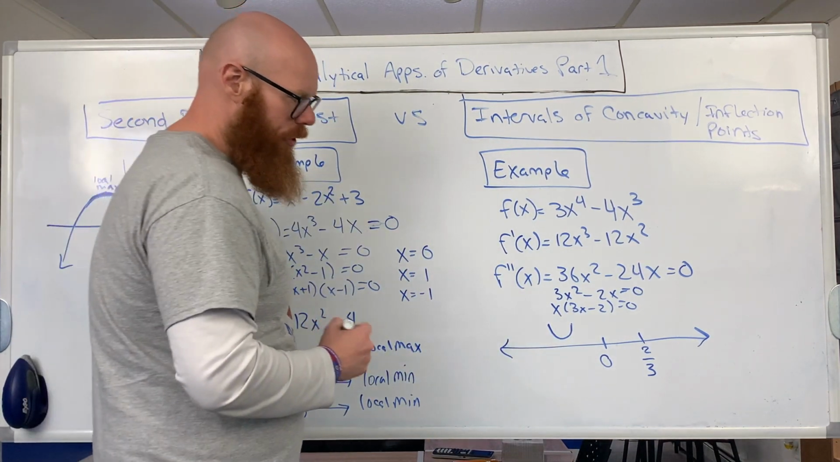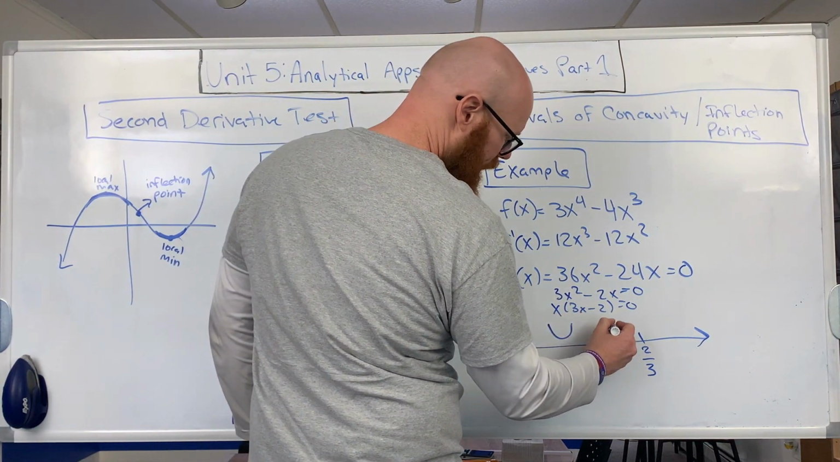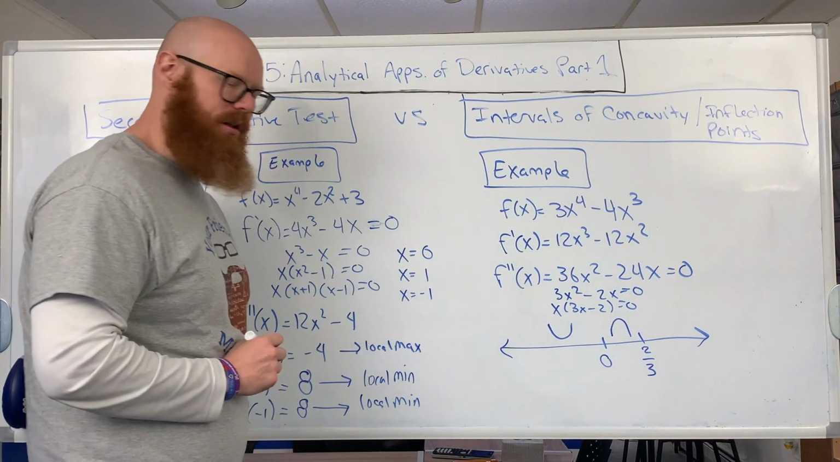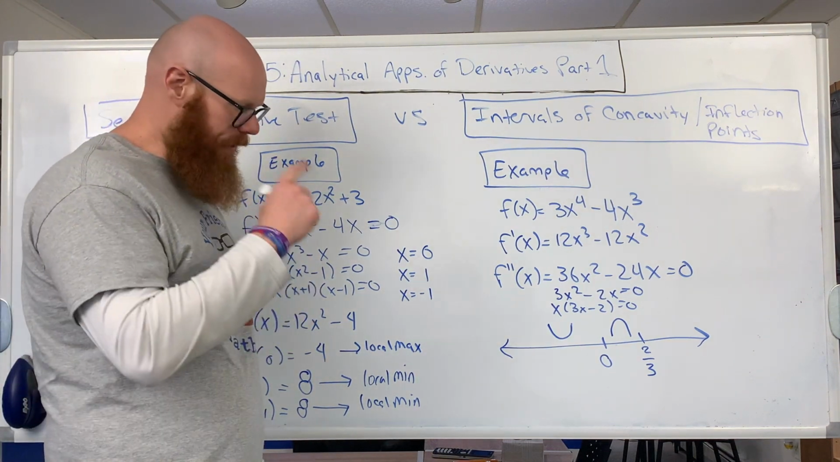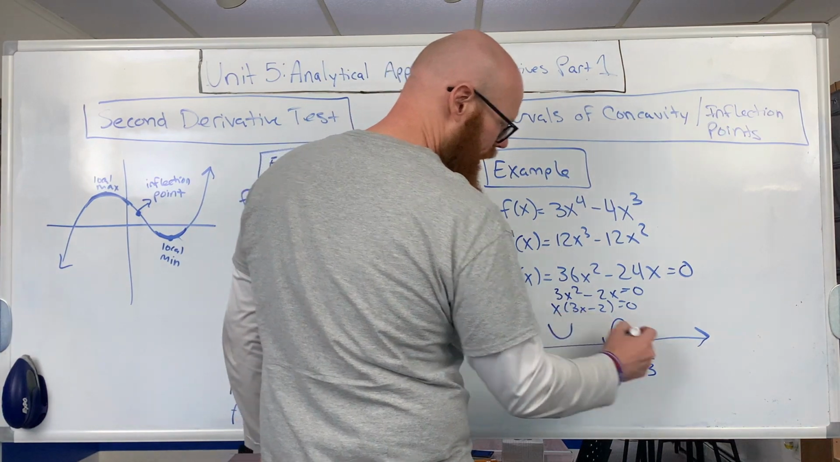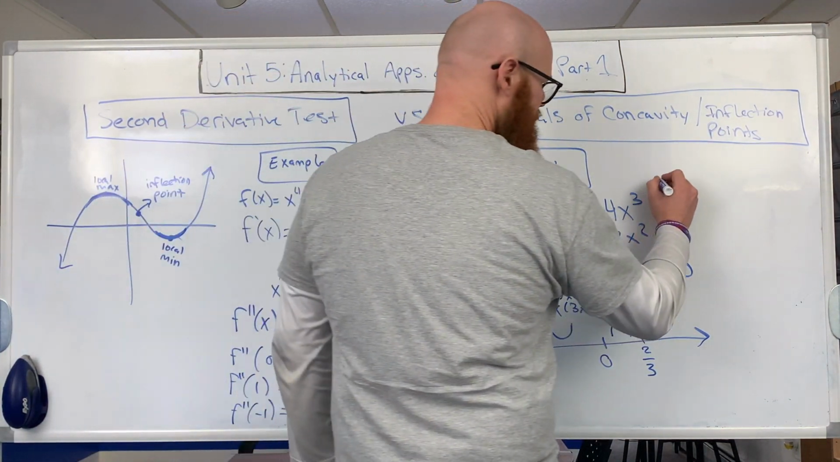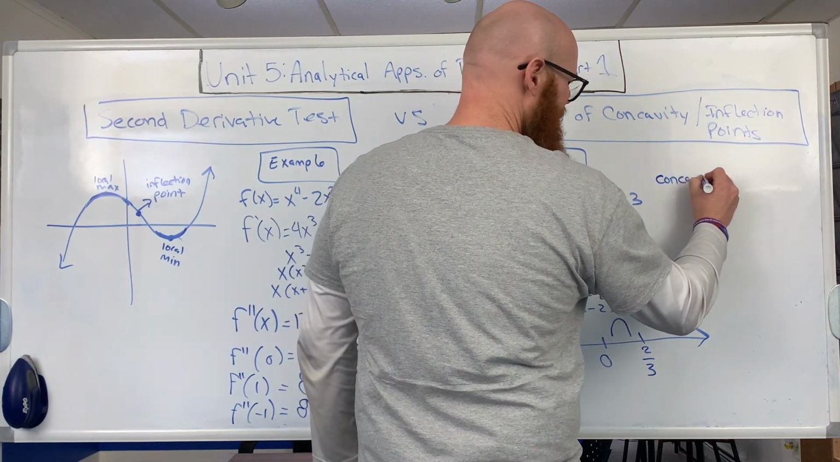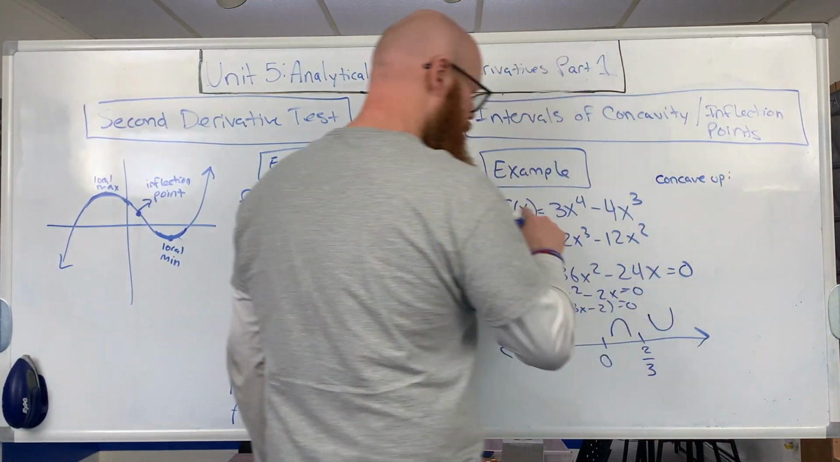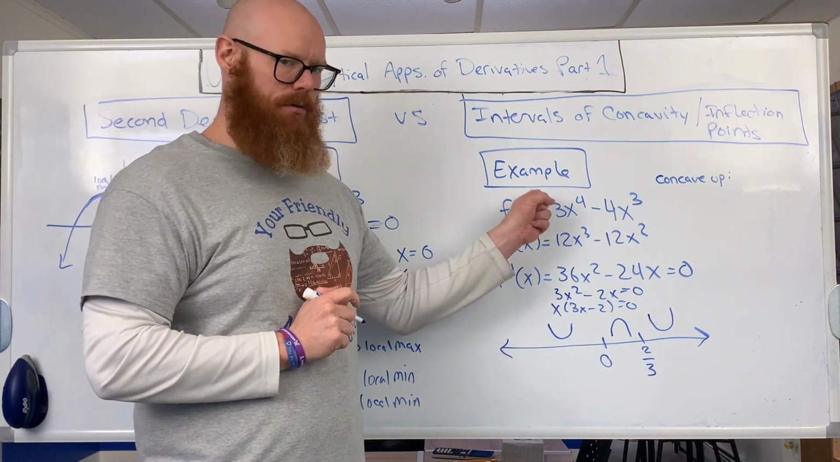From 0 to 2/3, let's say I pick 1/3. That's going to be positive times a negative, so it's going to be concave down. So I'm going to draw just a little concave down graph to tell me that that's what that information represents. And let's say I plug in 1, I'm going to get positive times positive, so I'm going to have concave up. It's really important to know I'm talking about the original function. The sign of the second derivative describes the original function.